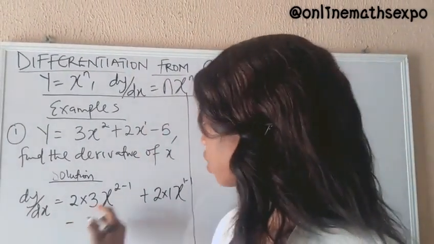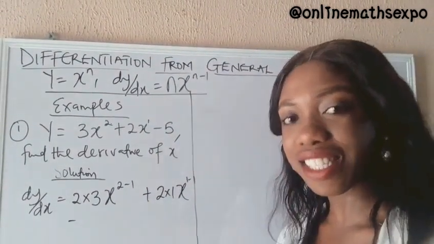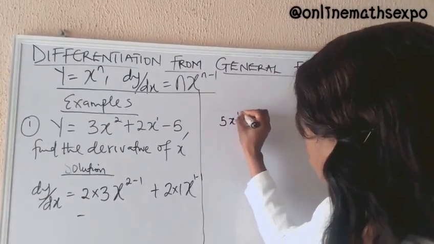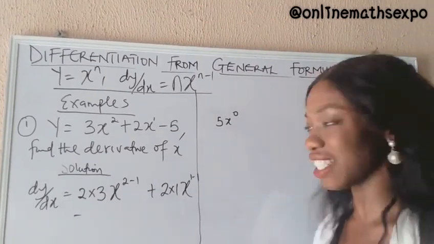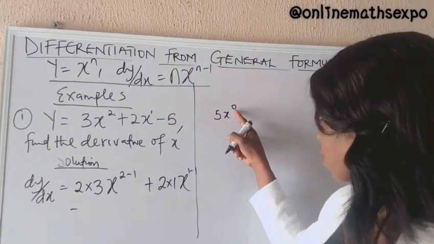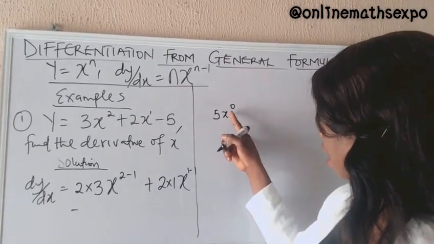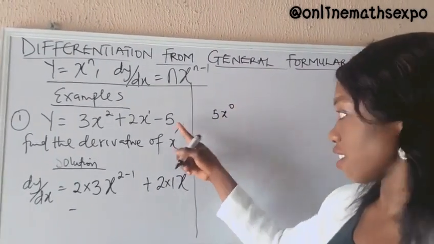Then we have minus 5. 5 is the same thing as 5x raised to power 0. If you remember your indices, x raised to power 0 is 1. So we can now say that 5x raised to power 0 is the same as 5.